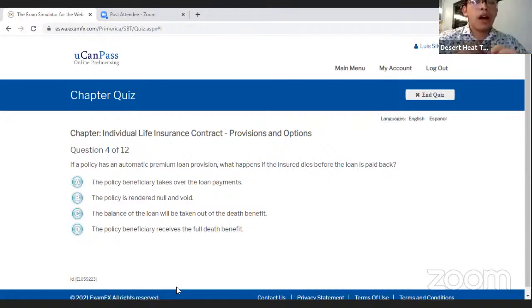Question 4 out of 12. If a policy has an automatic premium loan provision, what happens if the insured dies before the loan is paid back? A, the policy beneficiary takes over the loan payment. B, the policy is rendered null and void. C, the balance of the loan will be taken out of the death benefit, or D, the policy beneficiary receives the full death benefit. I don't know if you guys recall the other question we had regarding that. What comes to your guys' mind?